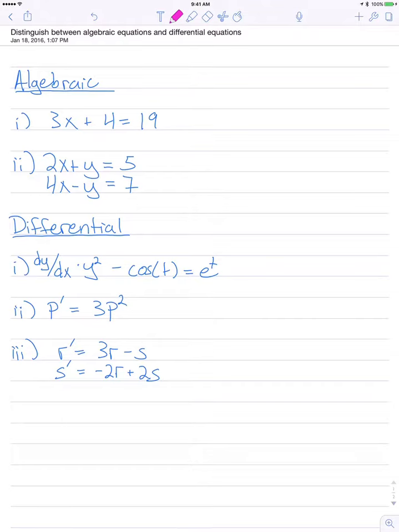3x plus 4 equals 19. That's an algebraic equation, right? It's an equation where the unknown thing is the x, and it's a quantity that you're trying to discover by solving that equation. So the unknown is, in this case, a single quantity. These are algebraic equations. 2x plus y equals 5, 4x minus y equals 7, right? So now there's two of them, so there's two unknowns, x and y, but the point is they're both still just single quantities. Each unknown is a single quantity.